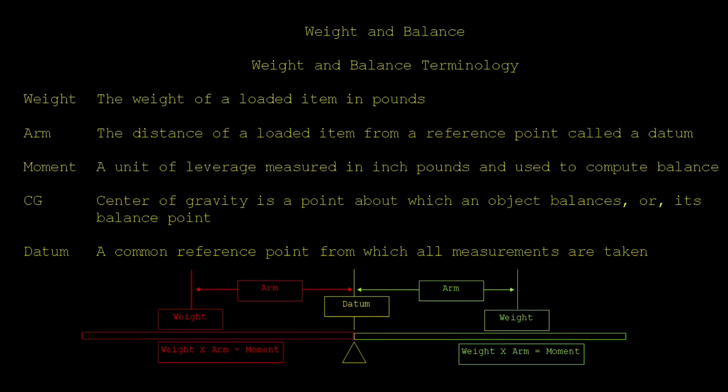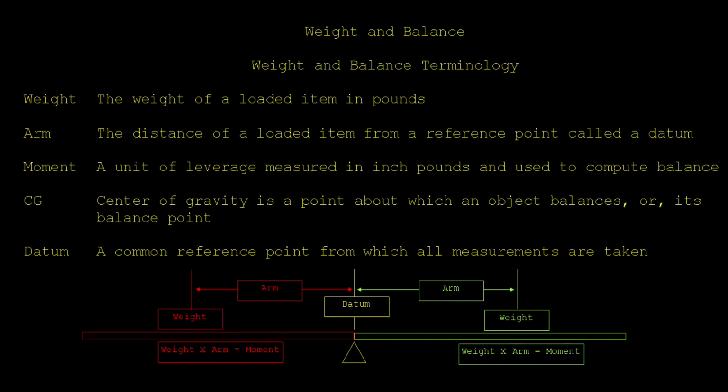Weight and balance is the science of loading airplanes within their weight limit and CG range. Computing weight and balance begins with some weight and balance terminology. Weight is the weight of a loaded item in pounds.